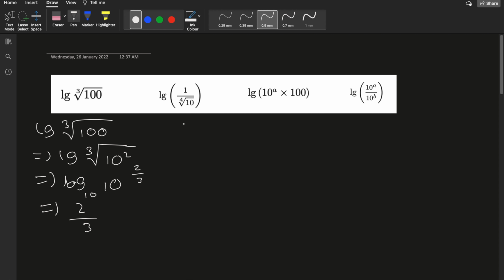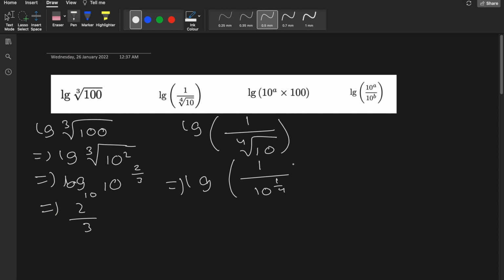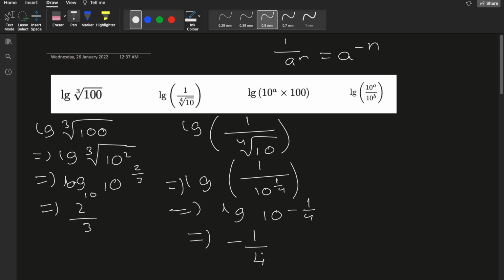Okay, so now let's solve this. Log of 1 divided by this. We can rewrite this as 1 divided by 10 to the power of 1 by 4. We know that 1 divided by a to the power of n equals a to the power of minus n. So therefore this would be 10 to the power of minus 1 by 4. Therefore the answer would be minus 1 by 4. Now let's solve this one.